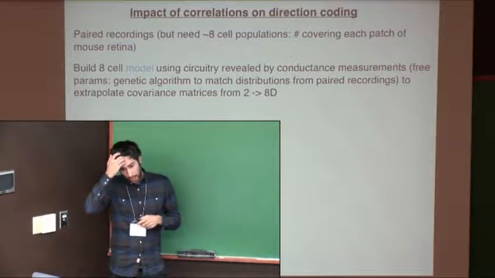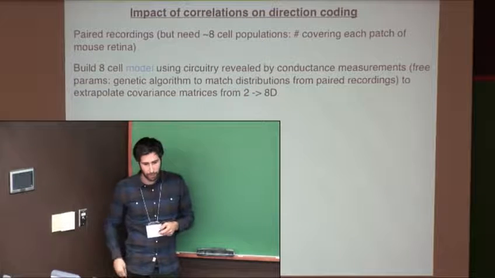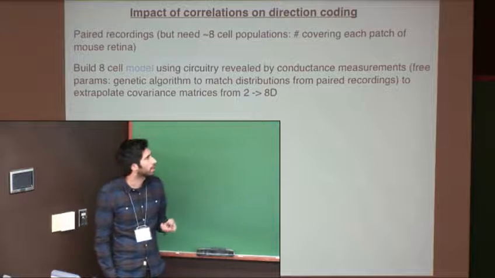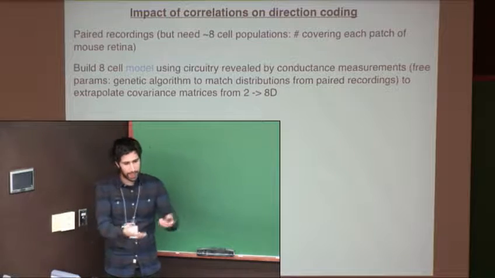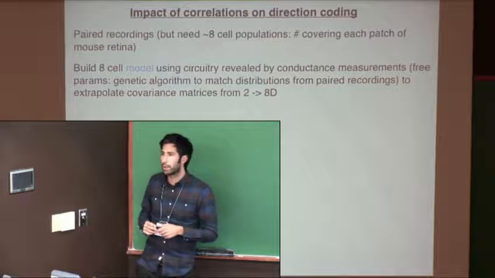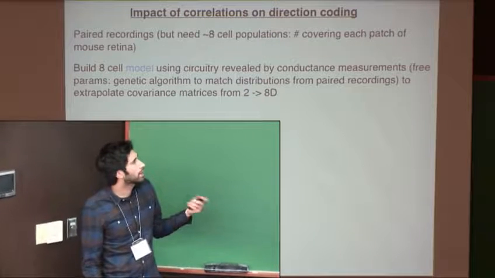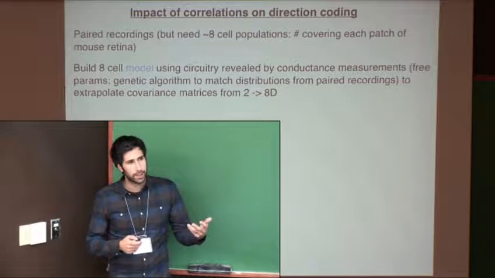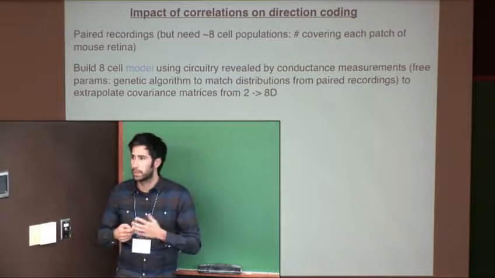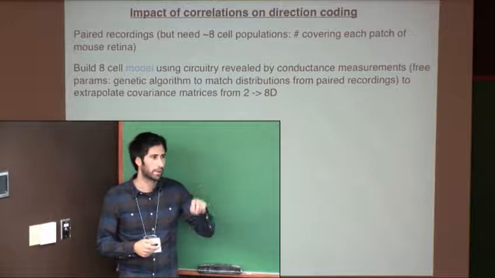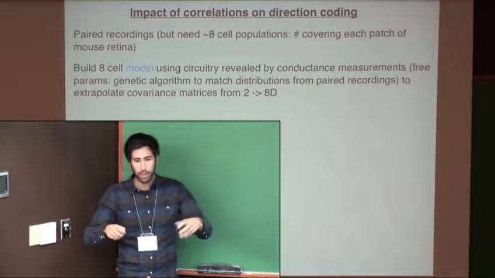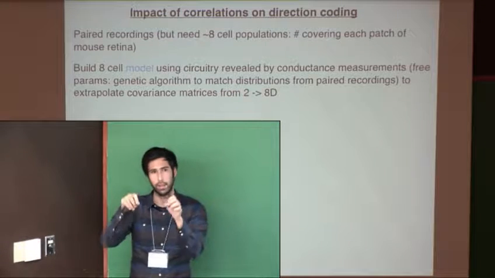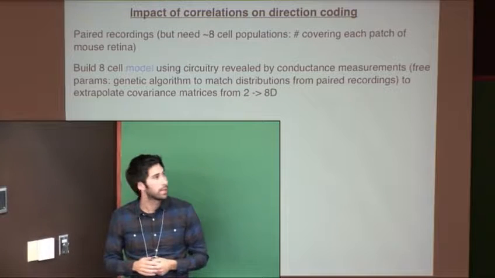So what we did is a lot of intracellular recordings that I won't talk about that allowed us to build a model of the actual circuitry underlying these responses. And then I can take 8-cell models and do whatever I want with them once I've built those. The model has a small number of free parameters that I fit using a genetic algorithm, and the goal of the fit was to match the distributions of response statistics that we actually recorded in pairs of cells. So make a model of 8 cells, tune it such that if you pick out any pair of cells from the model, the distributions of statistics on those pairs match the recorded pairwise distributions.